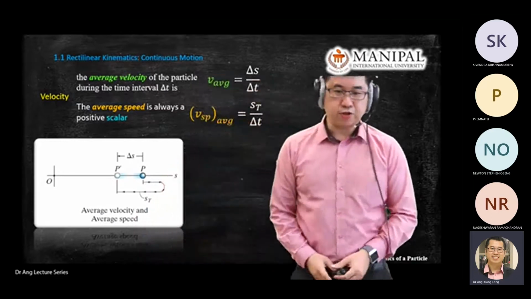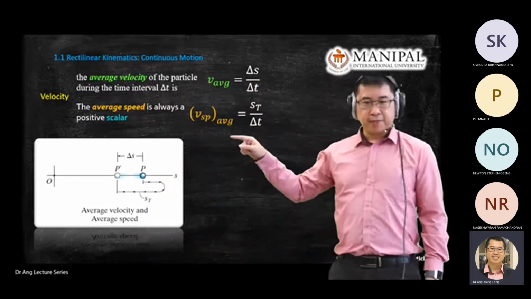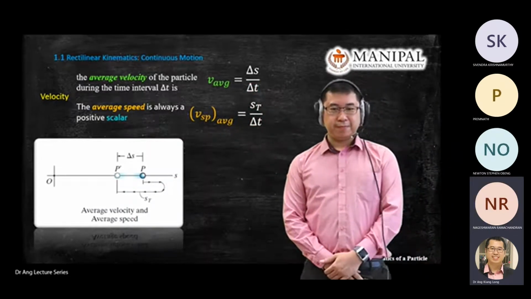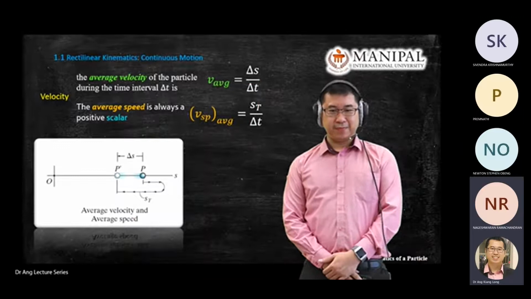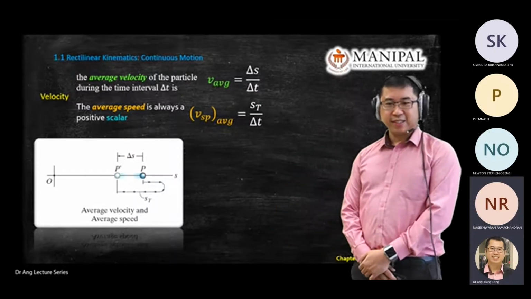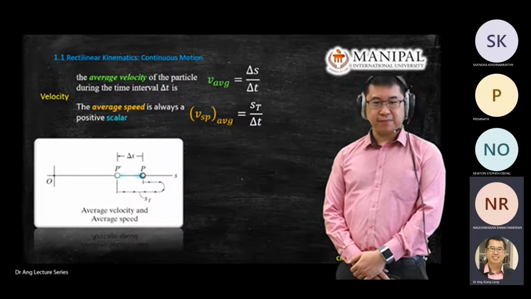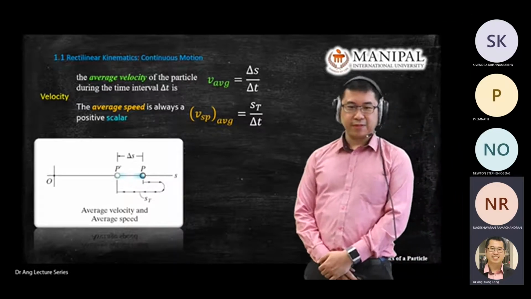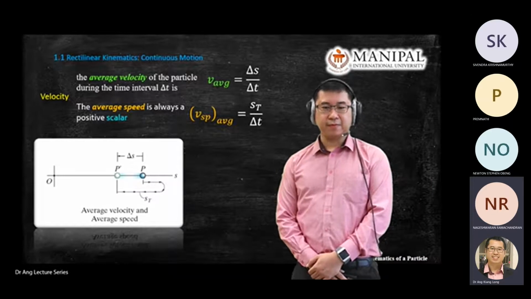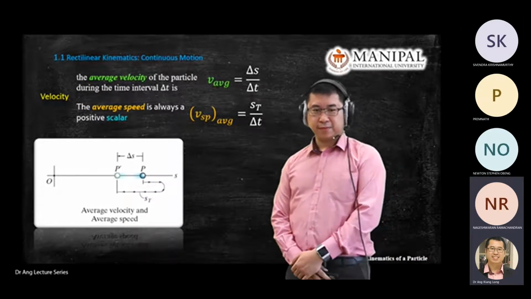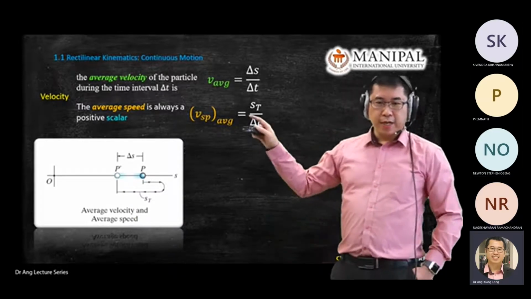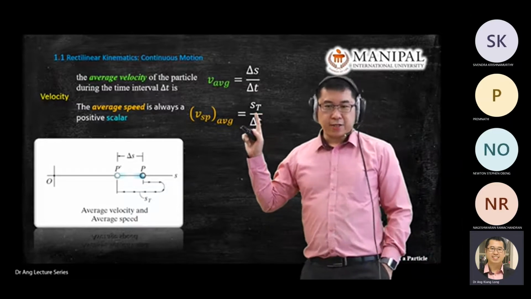Nareswaran, you want to try to answer by referring to the diagram? I think the average speed has a bigger value. Okay, why? Because you're talking about the total distance traveled. When you're talking about average velocity, it's probably a smaller distance, the displacement. Correct. The answer is correct.